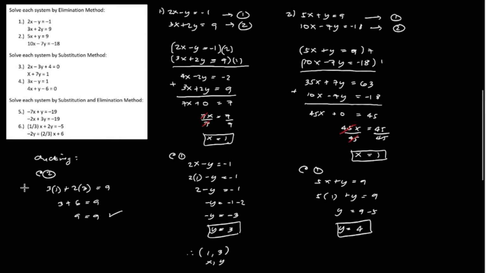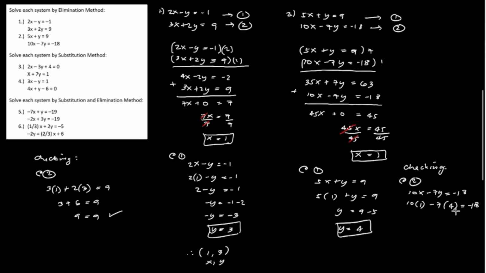By checking, use equation 2. At 2, copy 10x minus 7y is equal to negative 18, and change x to positive 1 and y to positive 4. So 10 times 1 minus 7 times 4 is equal to negative 18.